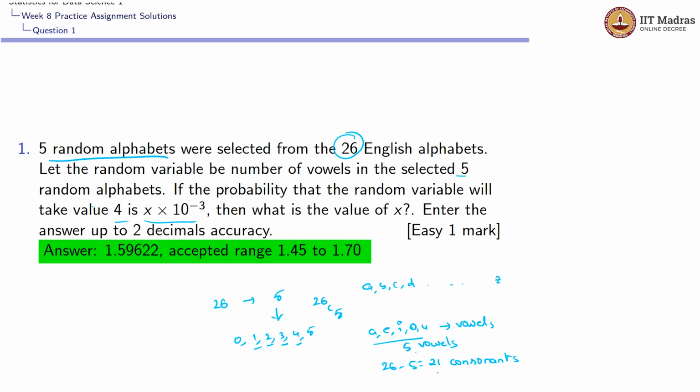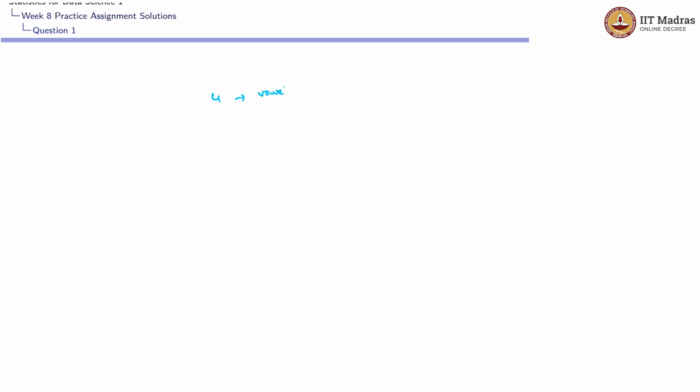What they were asking is: the probability that the random variable will take value 4 is x into 10 power minus 3, then what is the value of x? So if the random variable is equal to 4, that means that we have selected 4 vowels. Since the random variable is the number of vowels, we have selected 4 vowels. That could be done in 5C4 ways, since we have a total of 5 vowels, among which we should be selecting only 4.